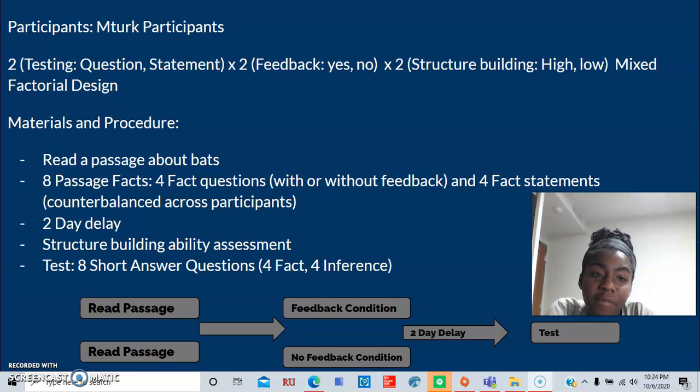And we picked inference questions because these can be used to test the participant's structure building ability. Inference questions require participants to comprehend enough information for them to answer. High structure builders typically do well with these questions because they are able to use their own strong mental models, draw inferences on the facts they've been given, and then be able to transfer it and answer the inference question.